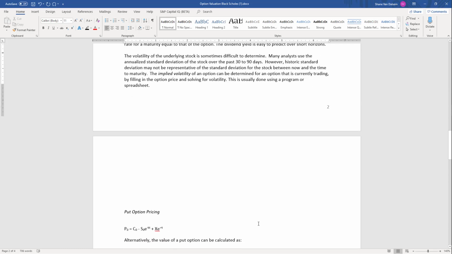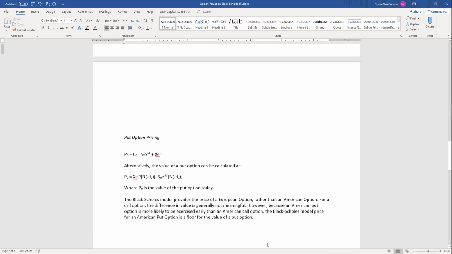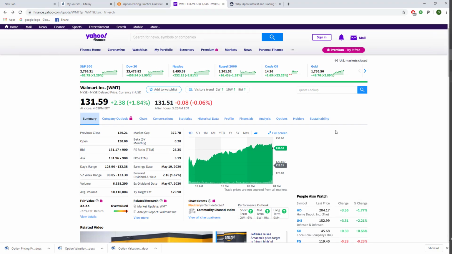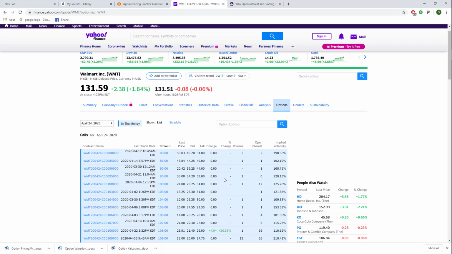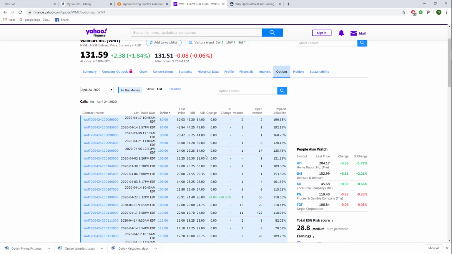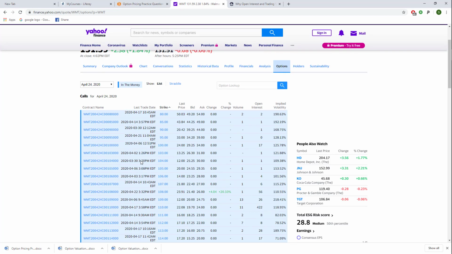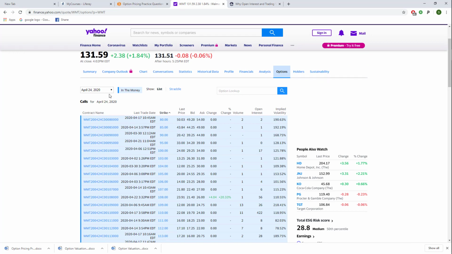So I'm going to stop there for a second, and I do want to show you something. Out here on Yahoo Finance, I pulled up Walmart, and you can just select options here and look at the options that are out there. This is just for Walmart, so you can see there are tons of options out there. These are the ones that expire in 2 days.